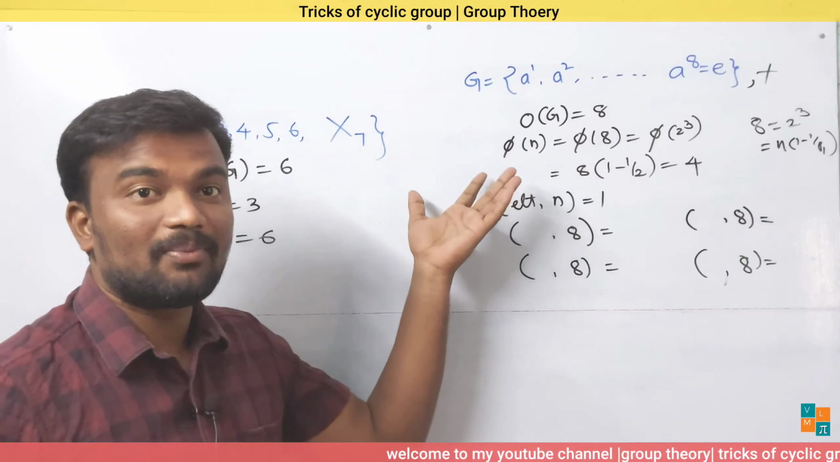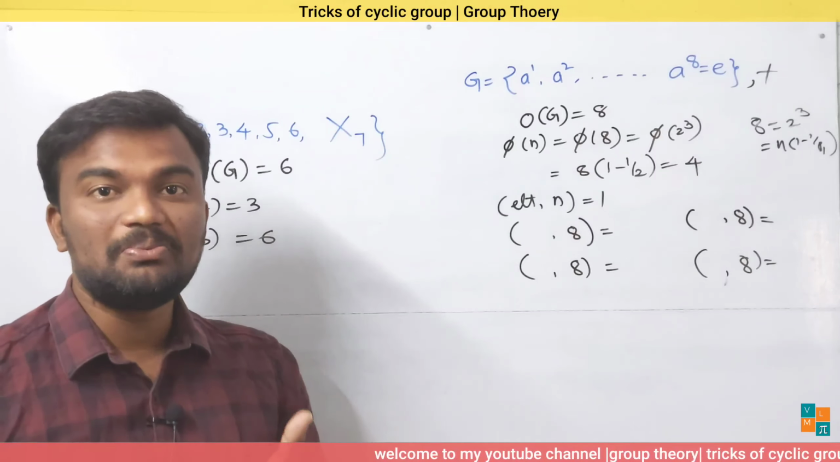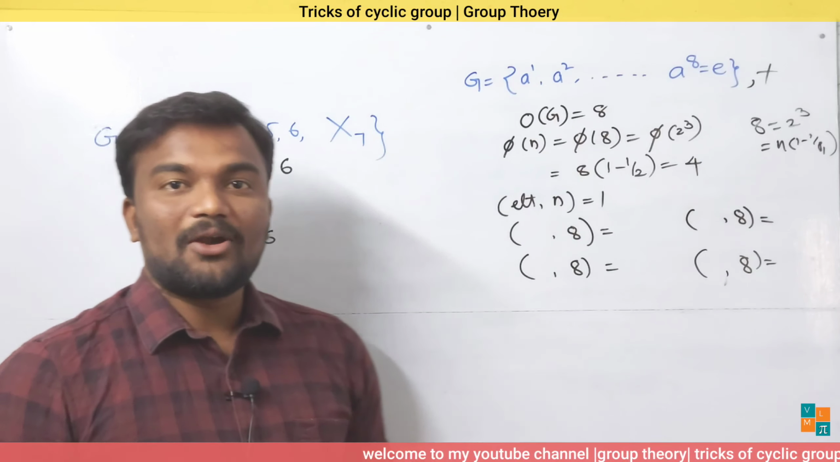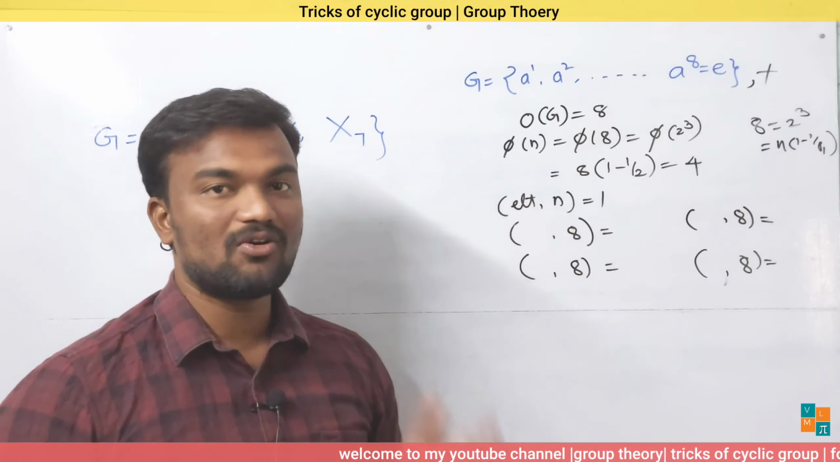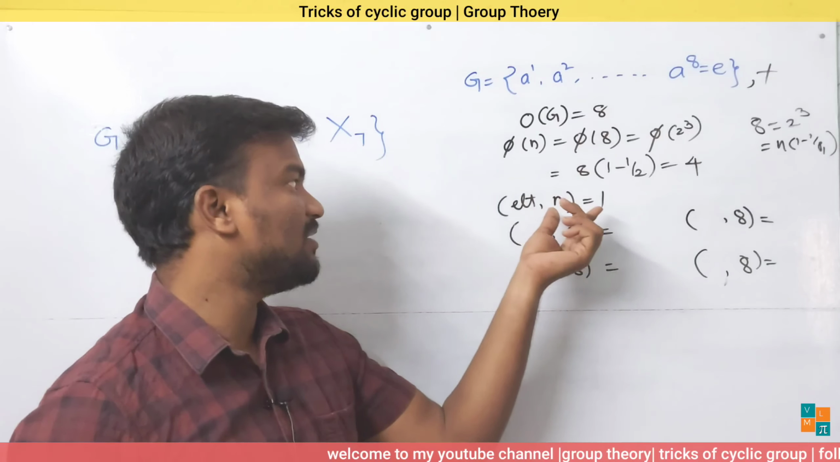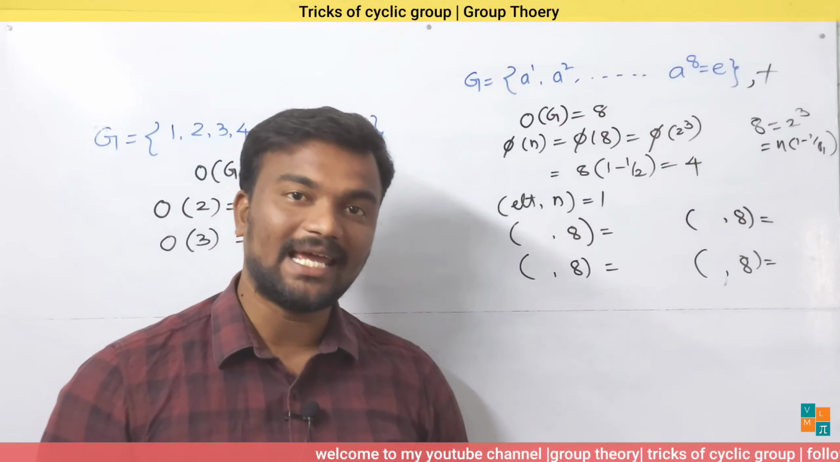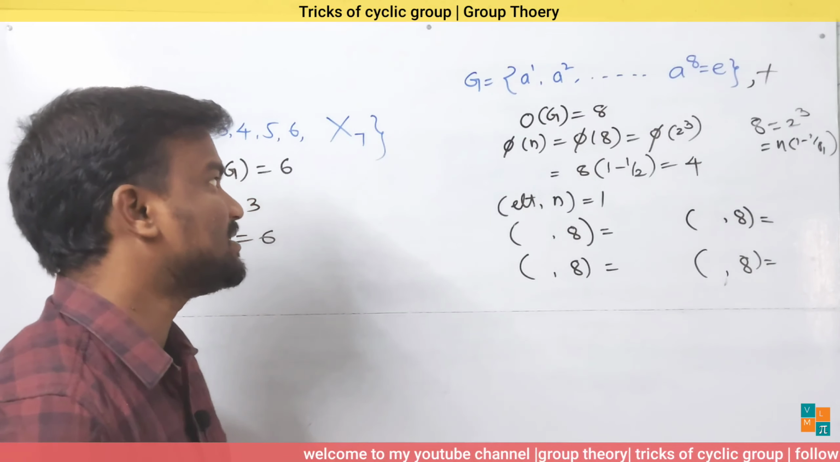So it is a most important problem. This problem is mainly useful for entrance examinations. What is the formula to find the generators of the finite cyclic group? If the GCD of the element and n, the order of the group, equals 1, then that element is a generator of the finite cyclic group.